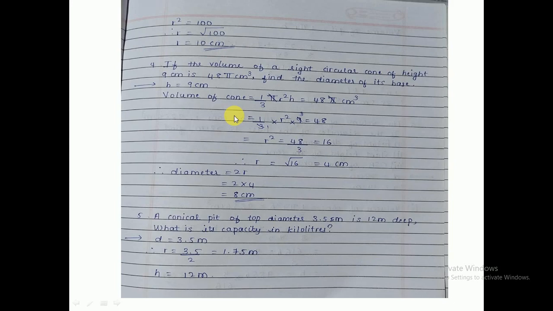Yes. Next, fourth problem. If the volume of a right circular cone of height 9 centimeter is 48 pi centimeter cube. So we have to read the problem again. If the volume of a right circular cone of height 9 centimeter is 48 pi centimeter cube. What is this actually? This is volume of the cone, of what height? 9 centimeter. Got the idea now? This is volume, this is height. Find the diameter of its base. So here what we have to find actually? Diameter. Diameter in the sense, first we have to calculate radius.